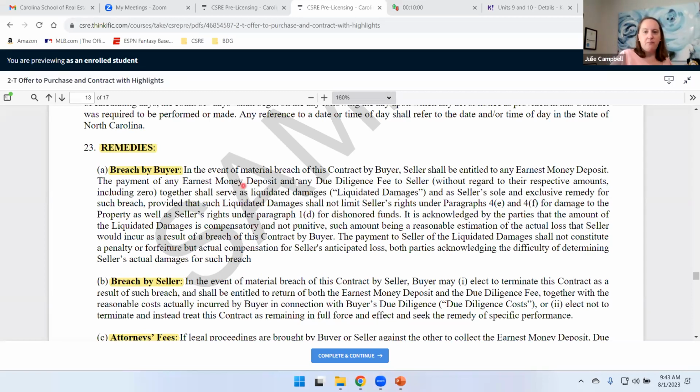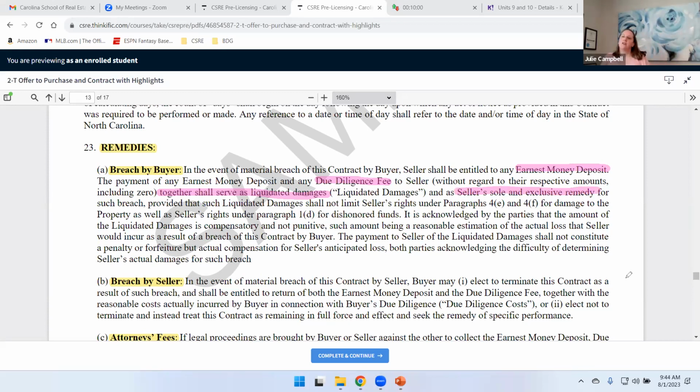So, breach by the buyer. If the buyer breaches, the seller shall be entitled to the earnest money deposit. They'll keep the due diligence fee. Together, the earnest money and the due diligence serve as the seller's liquidated damages. We said liquidated damages are money damages that are agreed to upfront at contract formation. And those liquidated damages serve as the seller's sole and exclusive remedy.